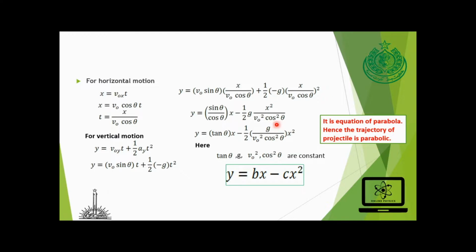One more point, keep in mind, cos square theta is not equal to cos theta square. Then theta, g, v naught square, cos square theta are constant. So we will call this constant b, and this constant c. The new form will become y is equal to bx minus cx square, where b is a constant equal to tan theta, and c is the constant equal to this. So this is the equation of a parabola. So the trajectory of a projectile is parabolic.